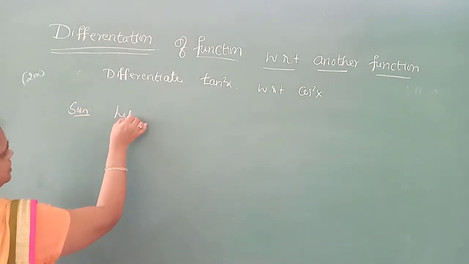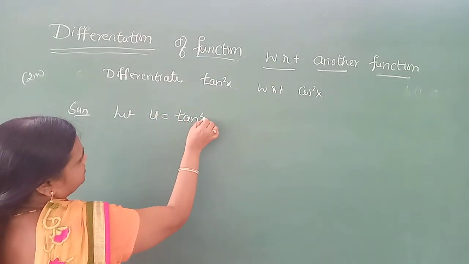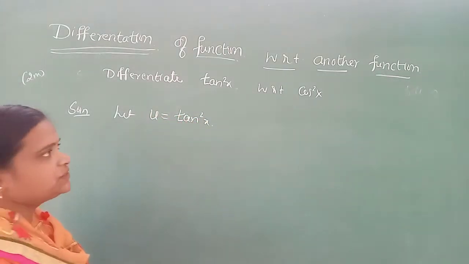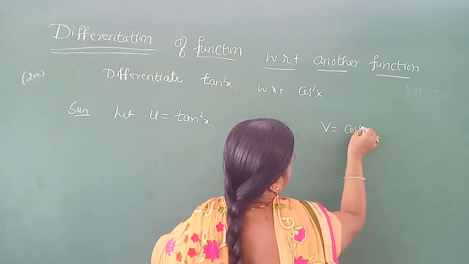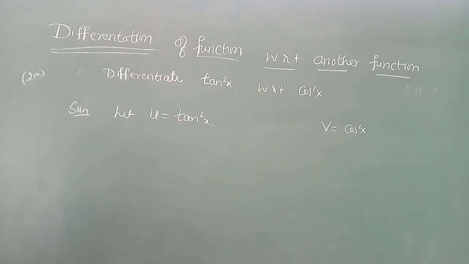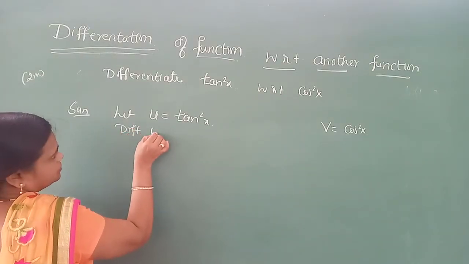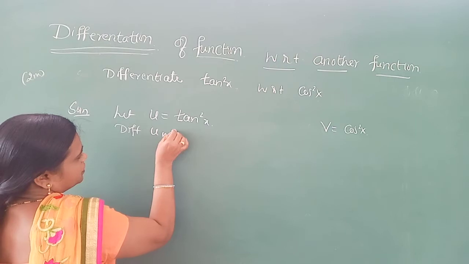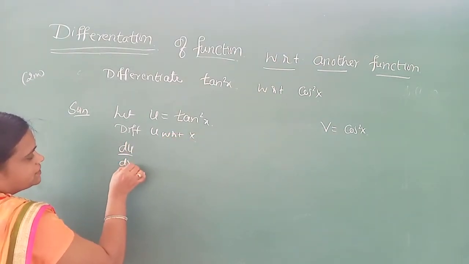Next, consider u is tan square x. Next, v is given as cos x. Now we will do the differentiation. u is a function of x, so we can do the differentiation. Differentiate u with respect to x. So you get du by dx.